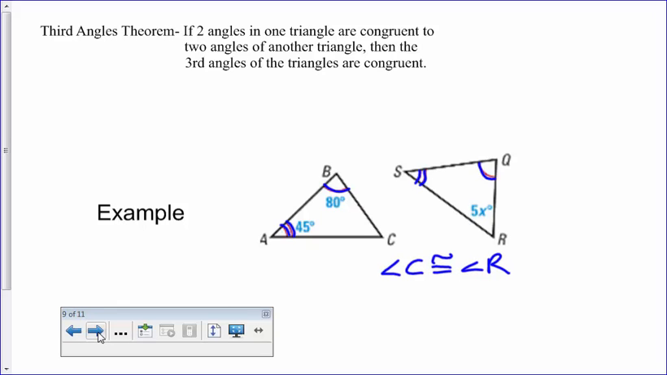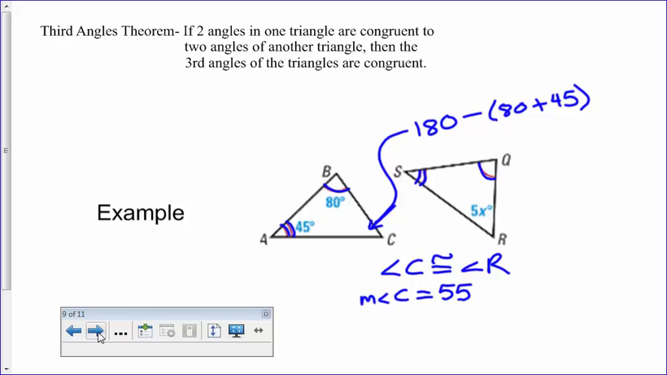Well, if I want to use this to help me find out what X is, then I should probably use the first theorem that all three angles add up to 180 and find angle C. Okay, so we're going to do 180 minus the two measures that are given, 80 plus 45, and we get that angle C, the measure of angle C, is equal to 55 degrees. So now I've got enough information to solve for X. Since angle C is congruent to angle R, we know that 55 equals 5x. So X equals 11.